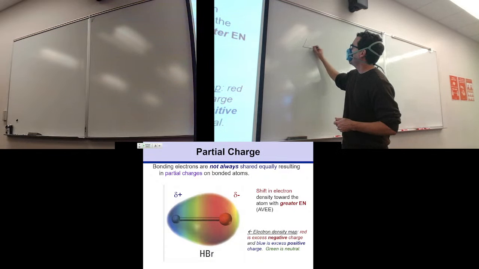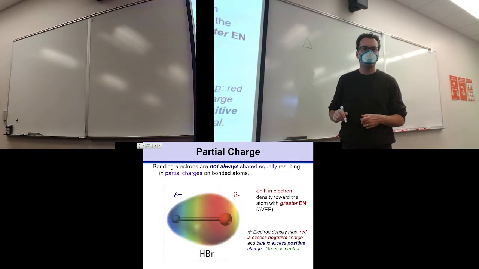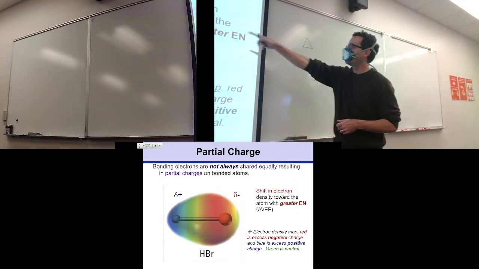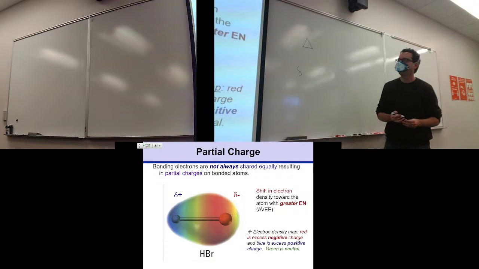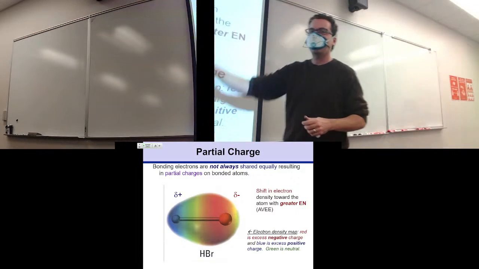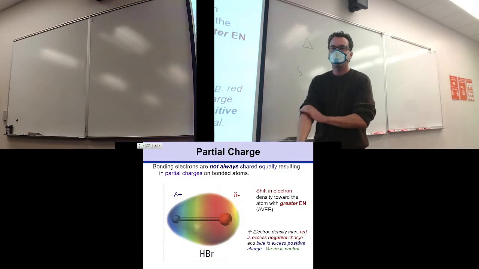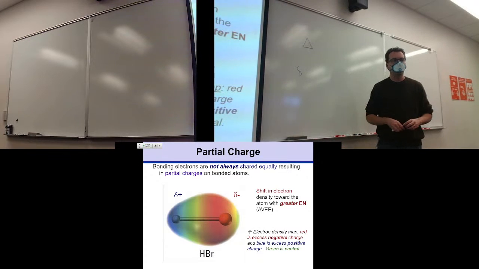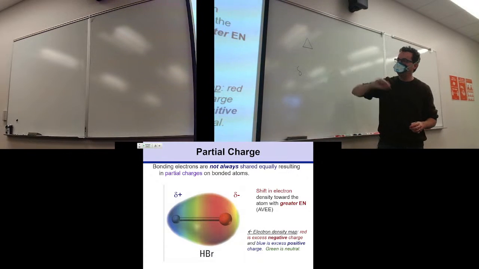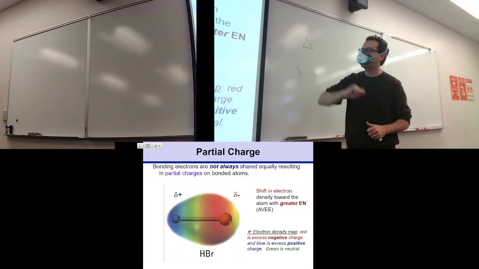You might be familiar with the capital letter delta. That's the capital triangle delta. This is a lowercase delta, kind of like that. However you want to draw it. But that means partial. So partial negative, partial positive. If you need to show that on a diagram somewhere, that's how you'd show it. You'd show the bromine side is partially negative, the hydrogen side is partially positive.